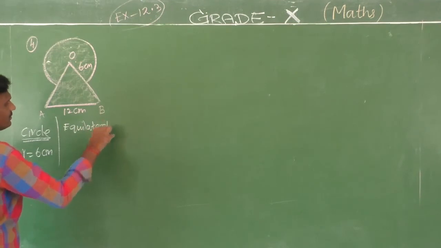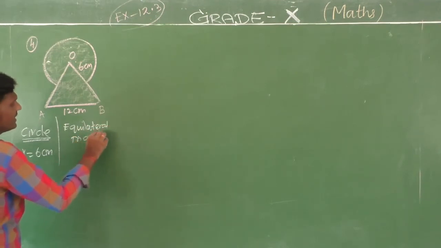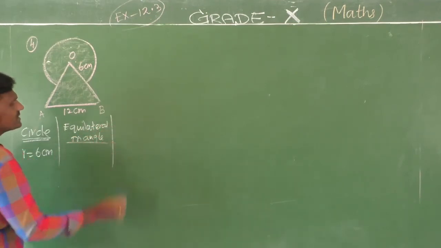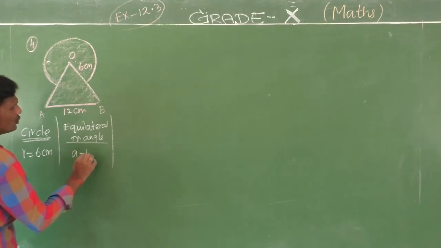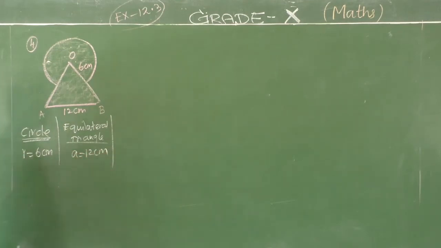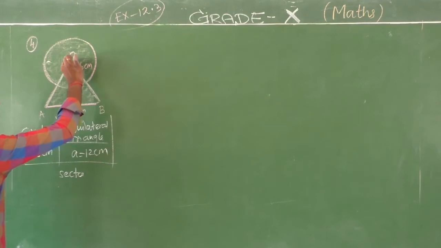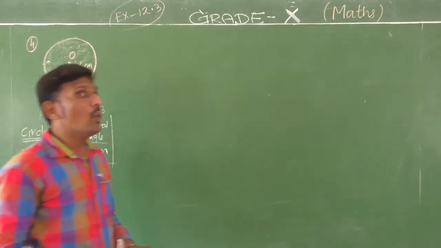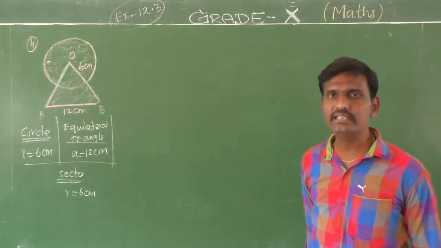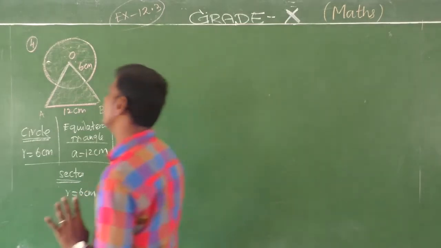Equilateral triangle means all the sides are equal in a triangle. That is called an equilateral triangle. The side of the equilateral triangle is equal to 12 centimeter. And one more thing, that is the sector. This is one sector. For that sector, the radius is also equal to 6 centimeter. But one thing we need to find, that is the sector angle.